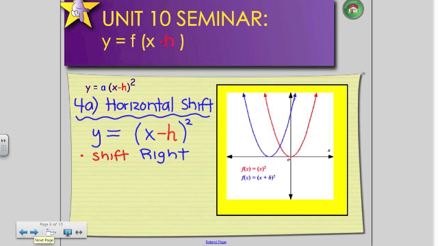And then if you have a situation with y is equal to x, and you have a positive value inside the brackets. So usually when you think positive, you would think right. But here, this would be a horizontal shift to the left. And I'm going to tell you why that's the case.